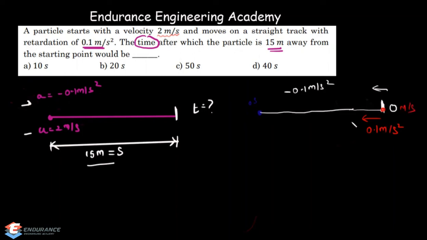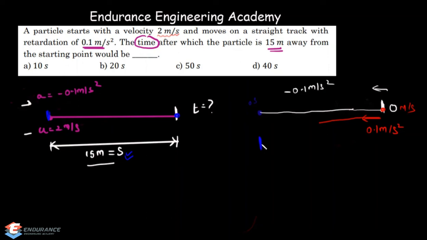Now it is moving backward because the deceleration is 0.1 meter per second square. So it starts moving backward, and it will keep on moving backward. Now the question is, what? They are asking, from the starting point, what is the time taken to reach the point which is at a distance of 15 meters? So, the time after which the particle is 15 meters away from the starting point.